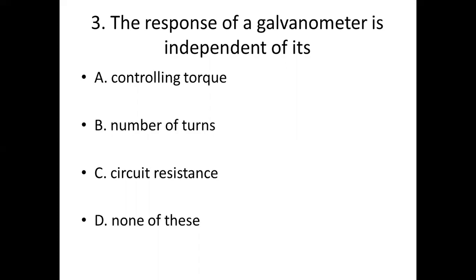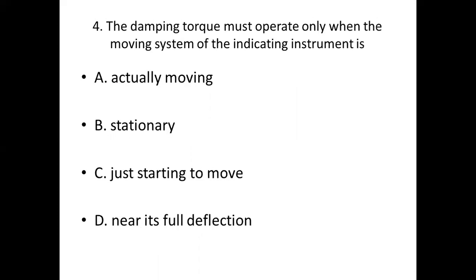Answer guess cheyandi. Option C circuit resistance. Fourth bit, the damping torque must operate only when the moving system of the indicating instrument is option A actually moving, option B stationary, option C just starting to move, option D near its full deflection.